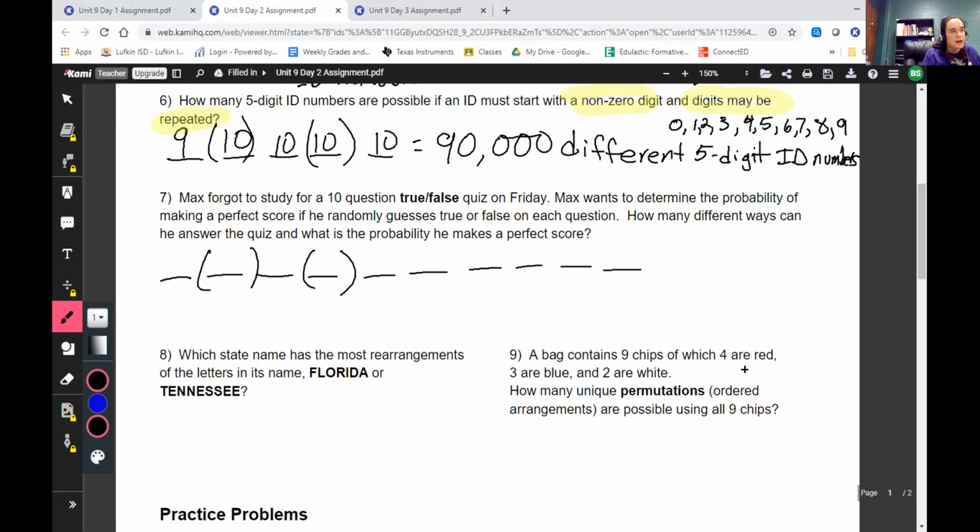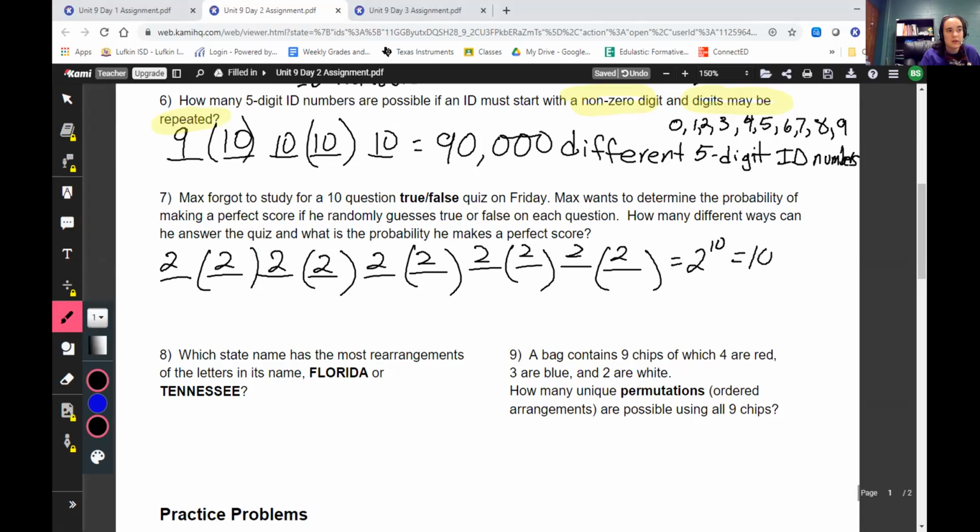Okay, now, how many possible ways can we answer the first question? It's true or false, so we got 2 answers. How many possible ways can we answer the second one? 2, because there's 2 answers. Third, 2. Fourth, it's also 2. Every single one of these is 2, because every single question is either a true or a false for an answer. So that is 2 to the 10th power. Which is 1,024 possible ways to answer this quiz.